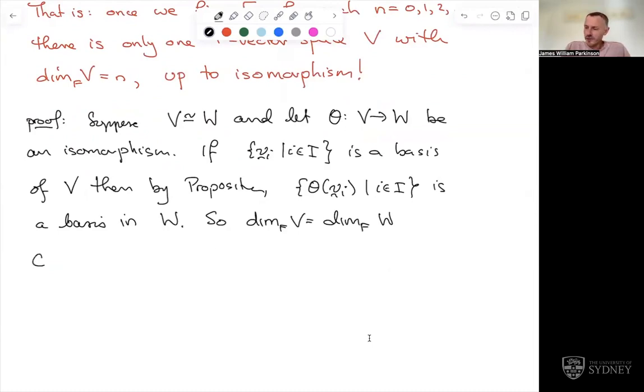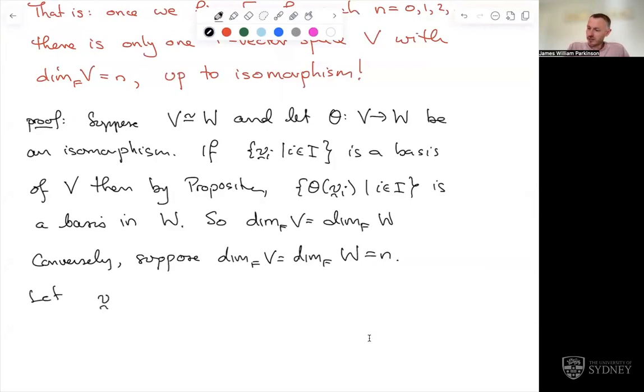Good. So conversely, suppose the dimensions are the same. Let's call it n. Now here we'll just construct an isomorphism from V to W. So there's lots of ways of doing that. You have to just pick bases of the two spaces and then map one to the other, basically, and that uniquely determines a linear transformation, and that'll be an isomorphism.